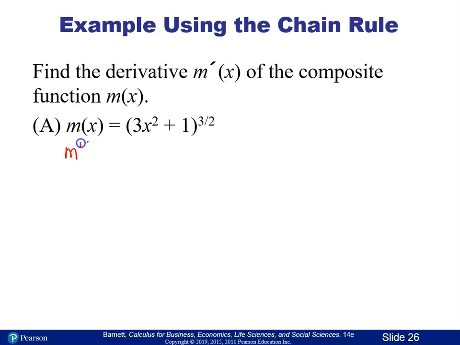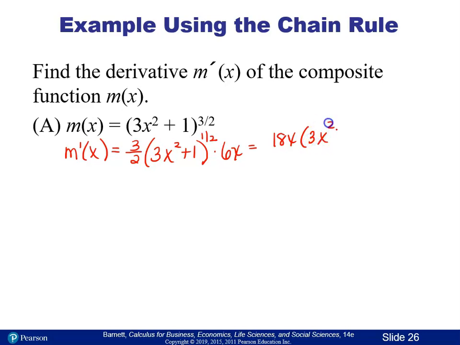So the derivative here is going to be, I'll bring the power down. So even though these are rational exponents, they still work the same way. If I take 1 away, that would be the 1/2 power. And then I'm going to multiply it by the derivative here, which would be 6x. So the 3 and the 6x are in the numerator. So that would be 18x times 3x squared plus 1 to the 1/2, and then that's over 2.